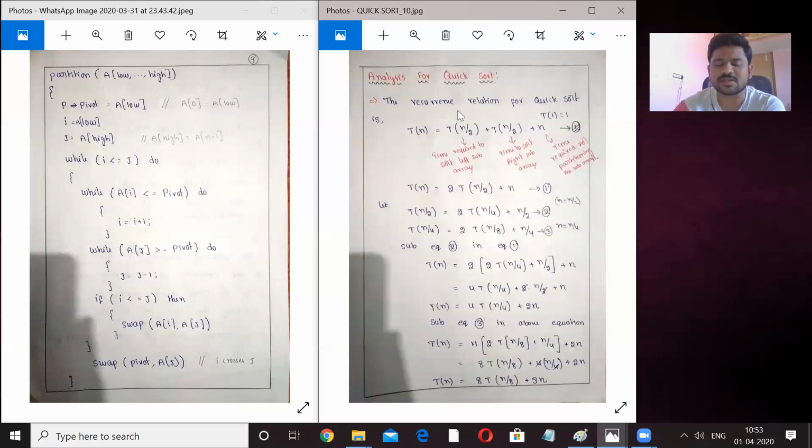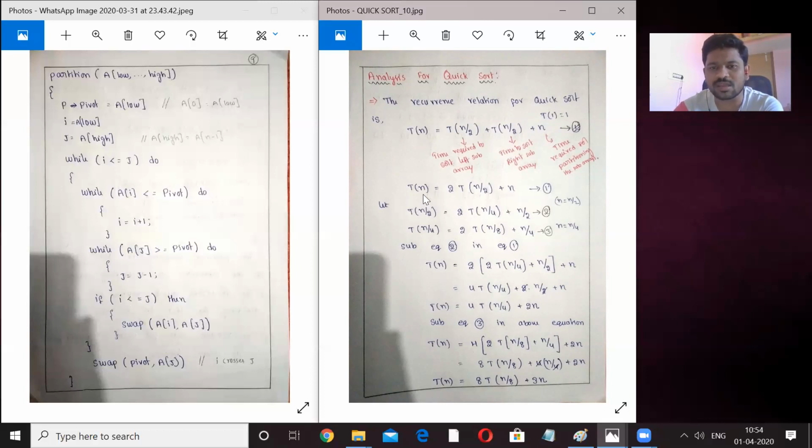Then the time complexity for quicksort: the recurrence relation for quicksort is T of n is equal to T of n by 2 plus T of n by 2 plus n. This T of n by 2 is the time required to sort the left sub array, this is the time required to sort the right sub array, and this n is the time required for partitioning the sub arrays. So this equation can be written as T of n is equal to 2 into T of n by 2 plus n. This is equation number 1.